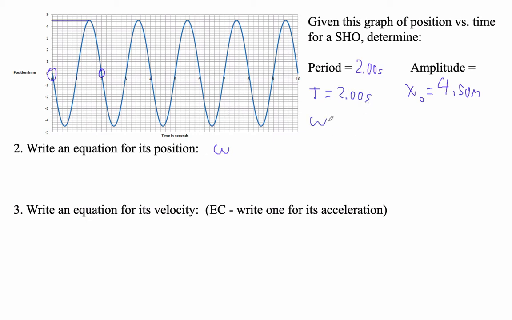And then remember that omega is 2 pi over the period. So this one's pretty simple, right? This is our first one, so it's got to be pretty simple. So 2 pi divided by 2 seconds is about pi radians per second. If you had to commit to a number, we'd say 3.14 radians per second. That's our omega, right? All right.